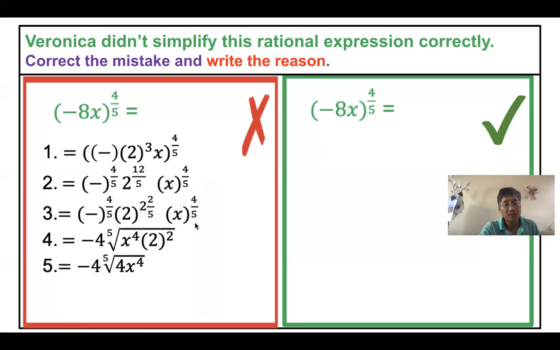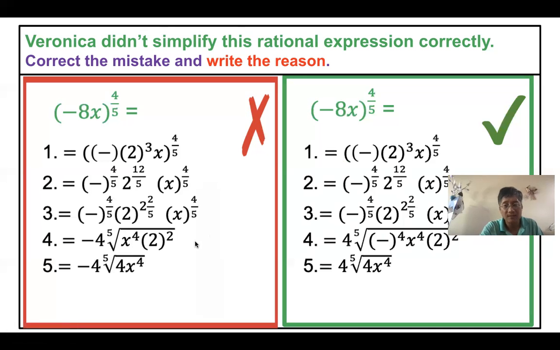But what is the mistake? Where did you get the negative here? 2 squared is positive, right? But this negative goes into the 5th root with a negative 4th power. It should be in the radical form, not outside here. Do you get it? Oh, so that is the mistake. Let's see from here.